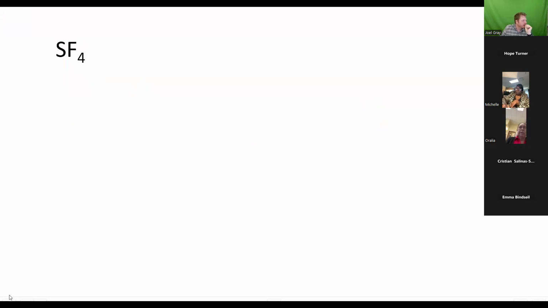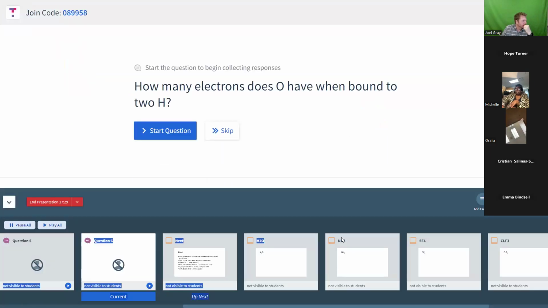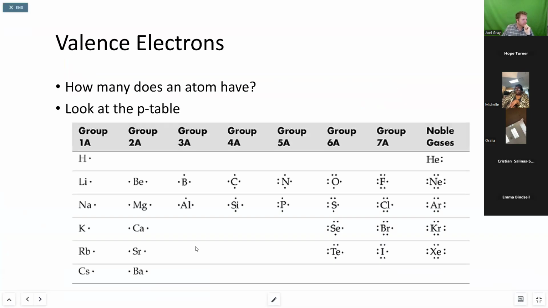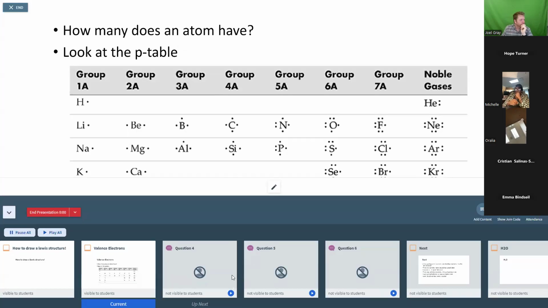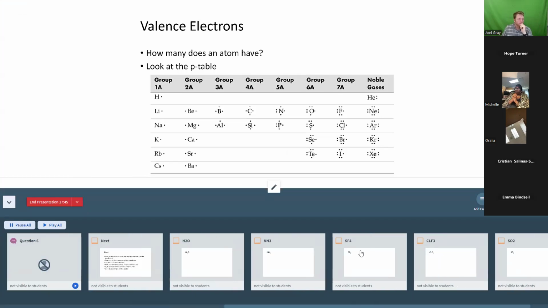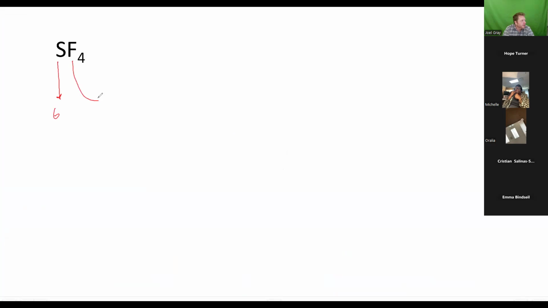To answer this, we can go back a little bit to my valence electrons. Sulfur rolls in with 6. Absolutely, you're right. What about fluorine? Because it's SF4. Fluorine's bringing in 7. Okay. So we've got 6 and then 4 fluorines, 7 each. So we got 28 electrons.